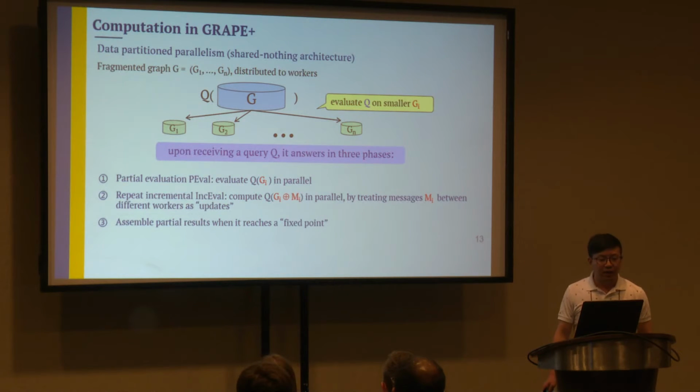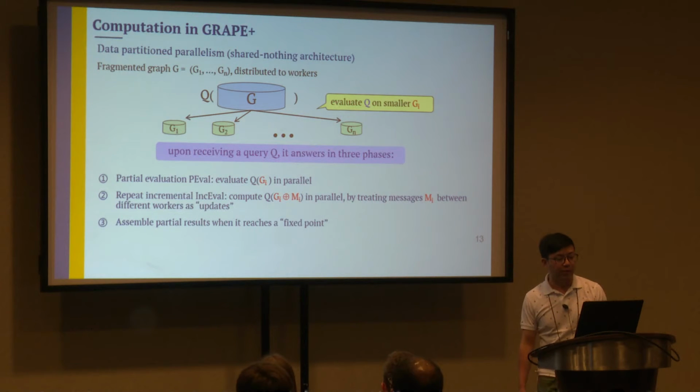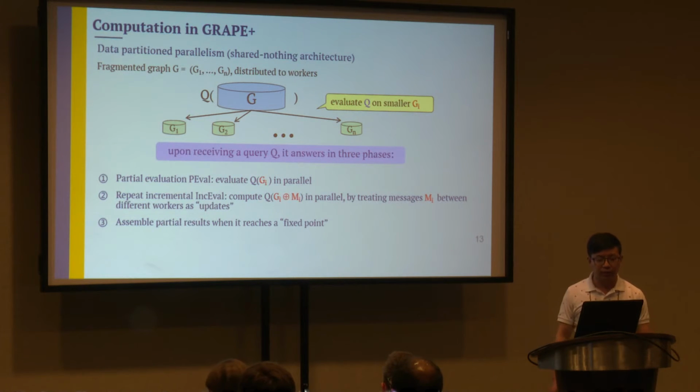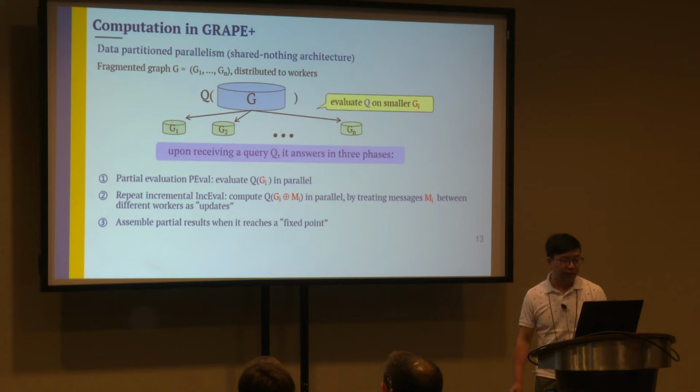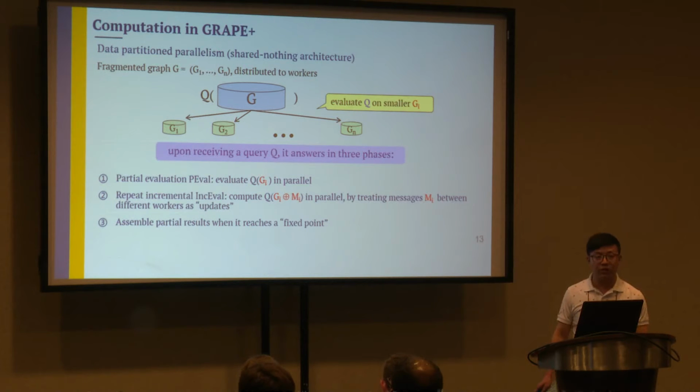GRAPE+ employs data-partitioned parallelism, or a shared-nothing architecture. A graph G is partitioned into fragments G1 to Gn and distributed to workers. Upon receiving a query Q, it answers in three phases. First, each worker triggers PEval to evaluate Q on Gi in parallel. Then it repeats the incremental IncEval by exchanging messages Mi between different workers as updates. And finally, it assembles partial results when it reaches a fixed point.